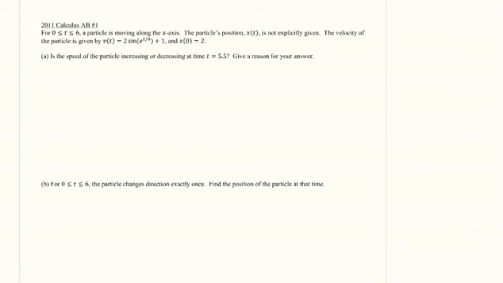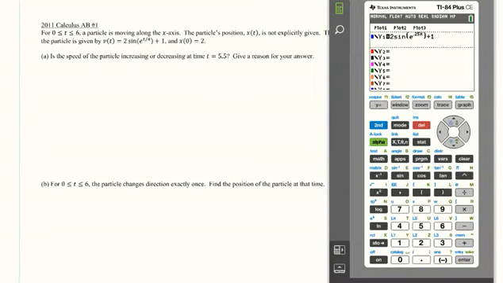Is the speed of the particle increasing or decreasing at time equals 5.5? Now, this is something that we need to talk about again. Speed increasing versus speed decreasing, speeding up, slowing down, that type of thing. Okay, so I've entered v of t into y1. And we remember that if we're asked if speed is increasing or decreasing, we need to check the sign of both v and a. So I'm going to quit for a second, and I'm going to find what is v of 5.5.